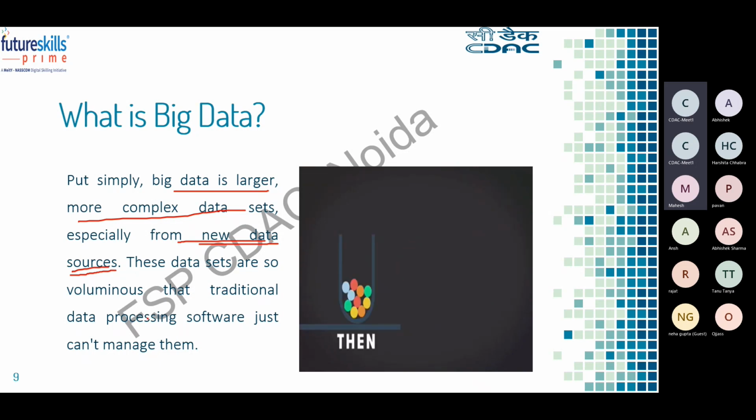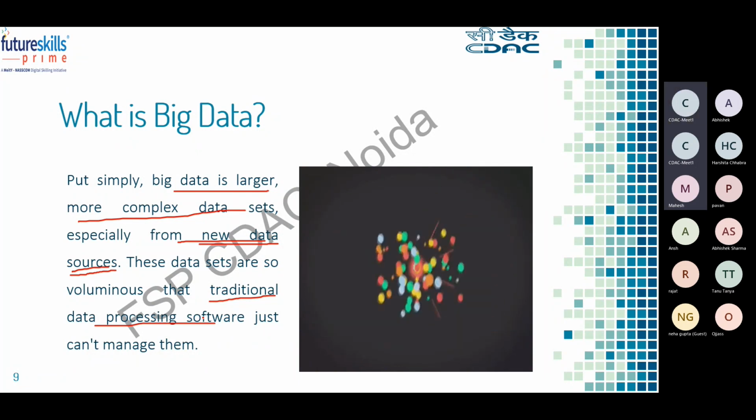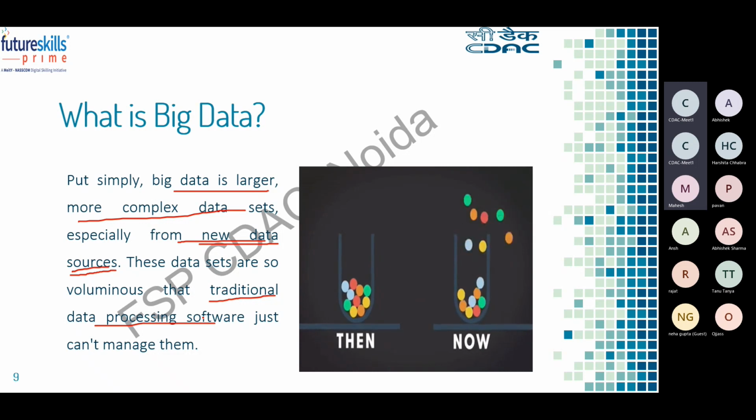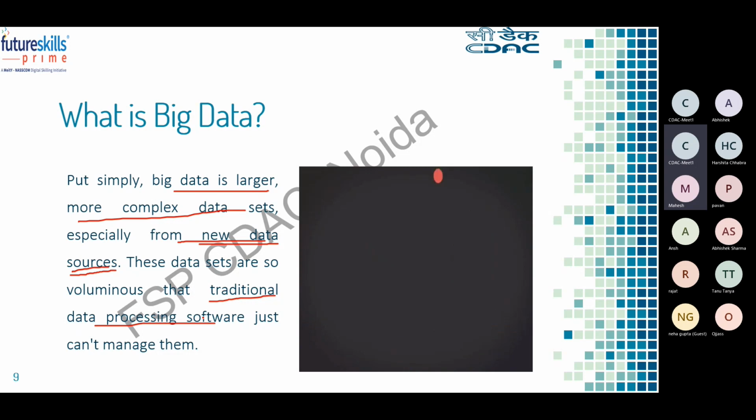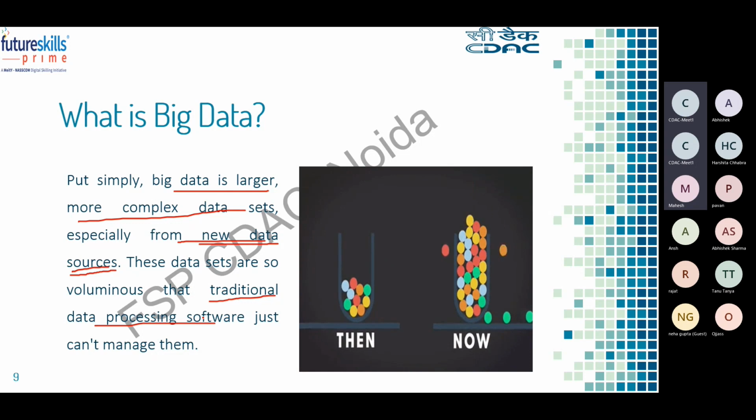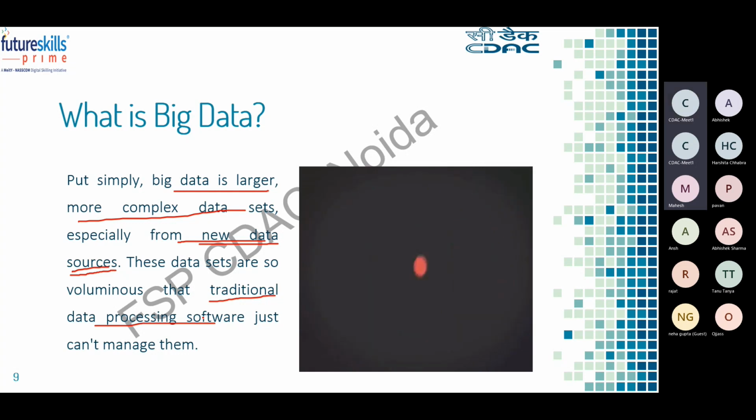These data sets are so voluminous that traditional data processing software just can't manage them. Traditional data processing software is basically your relational database management system. It cannot handle this large voluminous data. So according to you, is RDBMS a problem here? Was it not created correctly? Yes or no? Was RDBMS created incorrectly? What is your opinion on that?